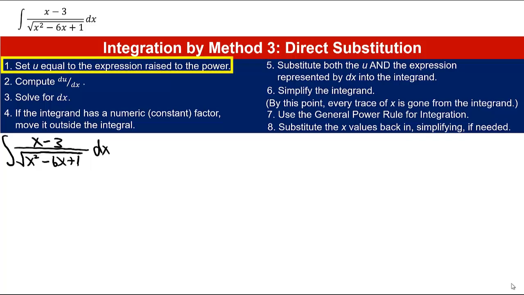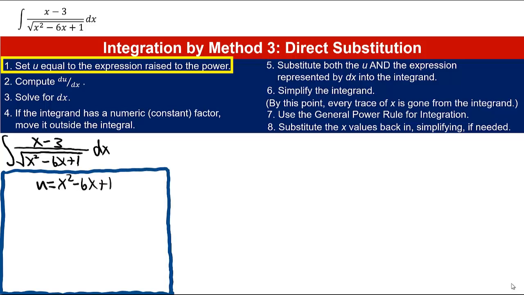Step 1 says to set u equal to the expression raised to the power. And as we've discussed, when there's any doubt in your mind about what to choose for u, a good rule of thumb for these type of problems is to choose the expression with the higher power of x. So there's only an x to the first power in the numerator, there's an x to the second power in the denominator, so that would be your natural choice for u. So we choose u to be x squared minus 6x plus 1.